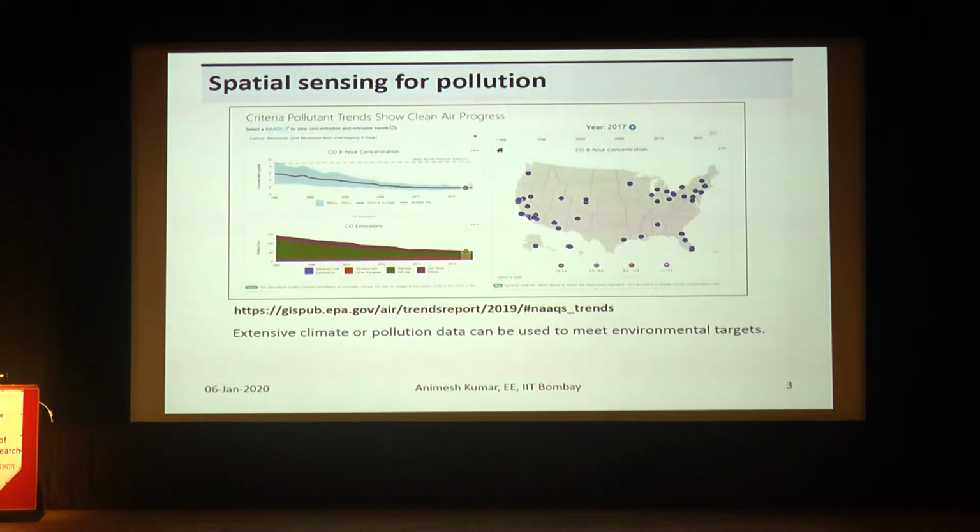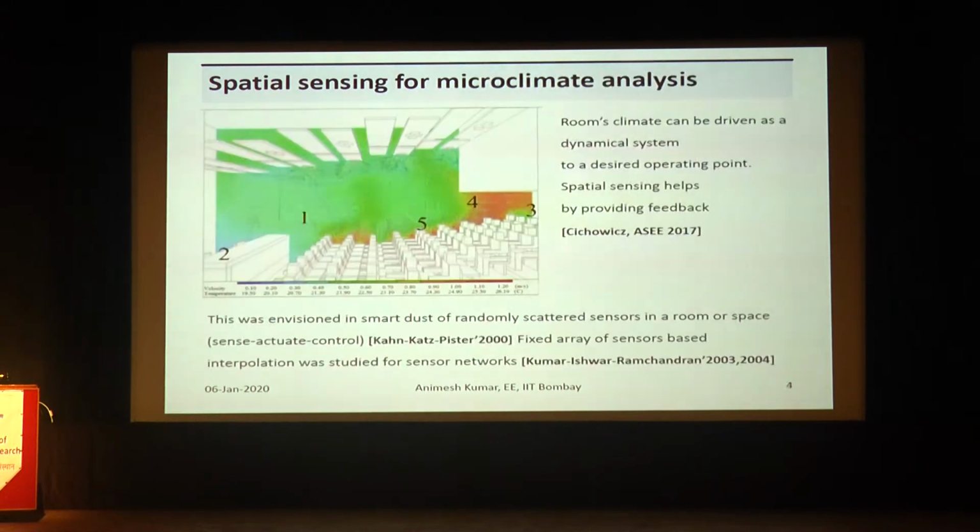You can see, I think most of the graph probably is not visible in this large room, but there is a decreasing trend. And so what the EPA has been doing is coming up with better regulations to ensure that the air quality improves across the United States, and similar graphs can be shown for other kinds of pollutants like PM, particulate matter pollutants, and so on. All right, so extensive climate or pollution data can be used to meet environmental targets.